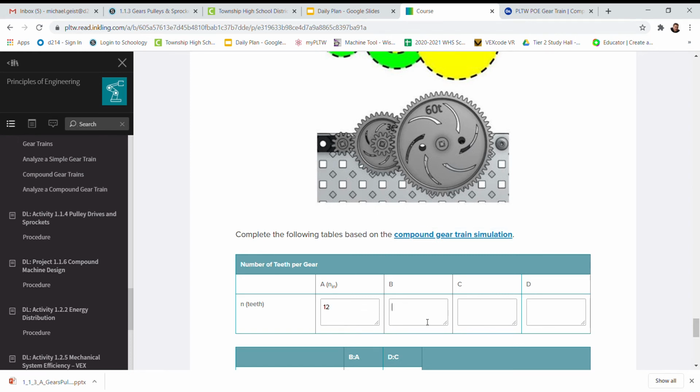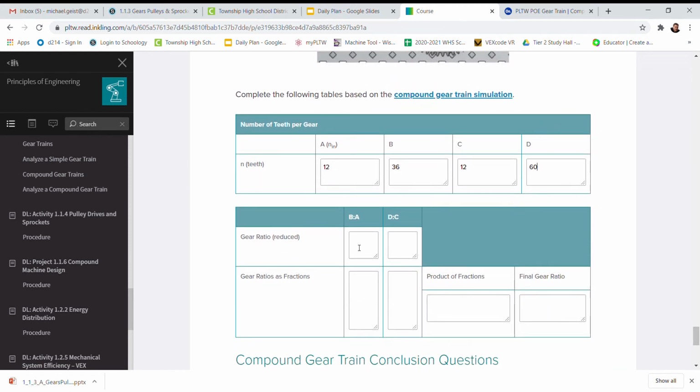I've got a 36 for my B, and I've got a 12 for my C, and I've got a 60 for my D. Now, very simply, what I can do is calculate. Remember, my formula is out divided by N when I'm looking at my teeth. Okay, so I'm going to open up my calculator. I'll use this one so you guys can see what I'm calculating.